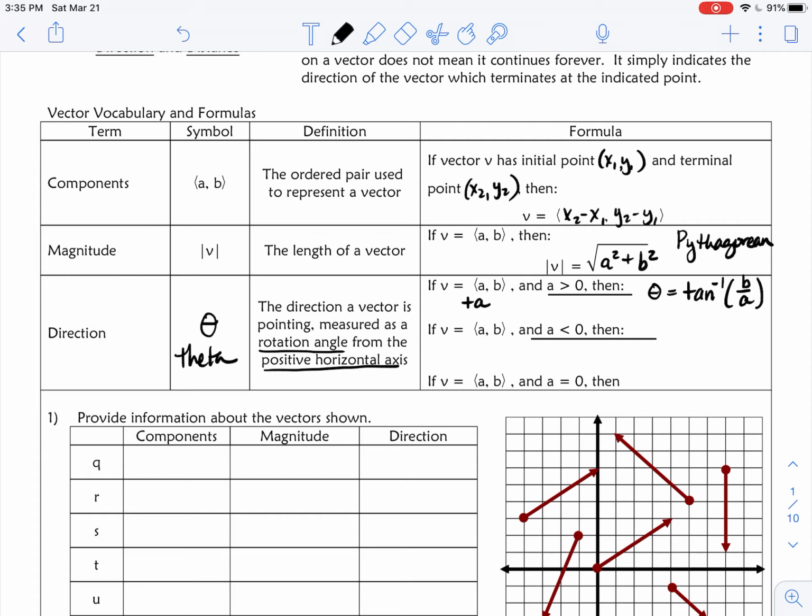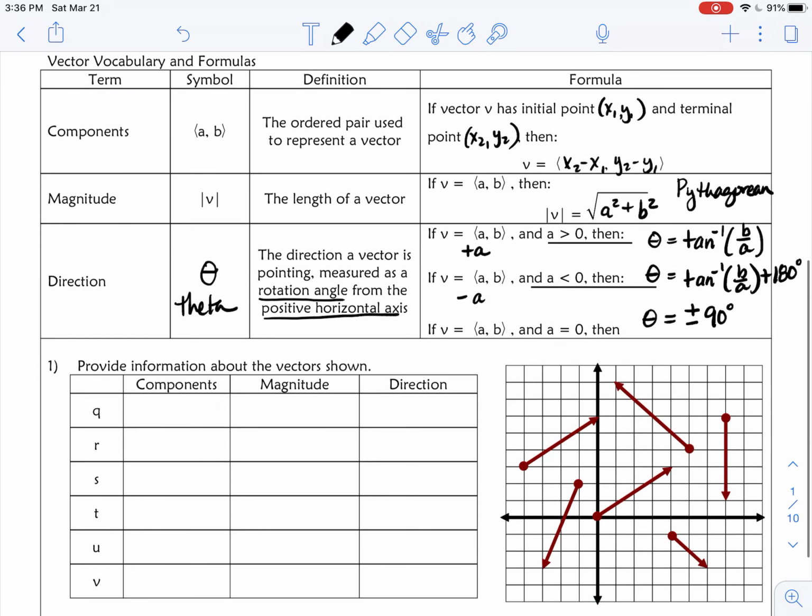If you have a that is less than 0, so in this case we'll have a negative a, you're going to use inverse tangent again, b divided by a, but this time you're going to add 180. And then the last case would be if a were to equal 0. If you have no horizontal direction, then your vector is going to either go straight up or straight down. So we'll say that theta is either positive or negative 90 degrees. And let me put a degree symbol on those.